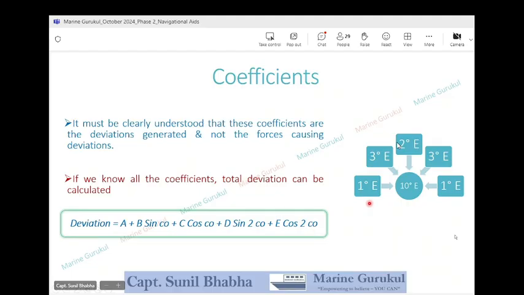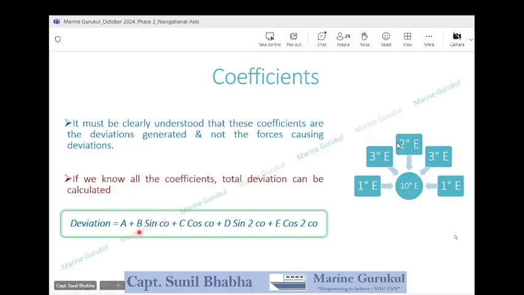Now, as I gave you an example, that there could be certain part of deviation which is not affected by the ship's head. You see, the coefficient A is such a part or component of deviation which is not connected with the heading of the ship or the course of the ship. Irrespective of whichever course the ship is on or whatever is the heading of the ship, the contribution of coefficient A always remains the same.